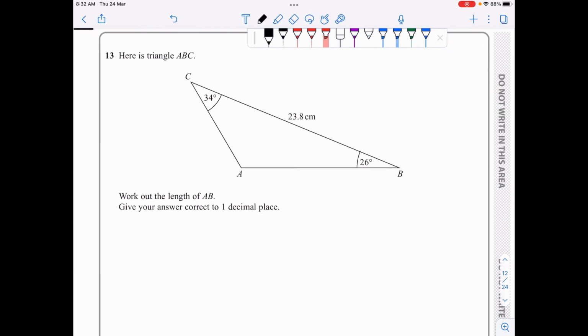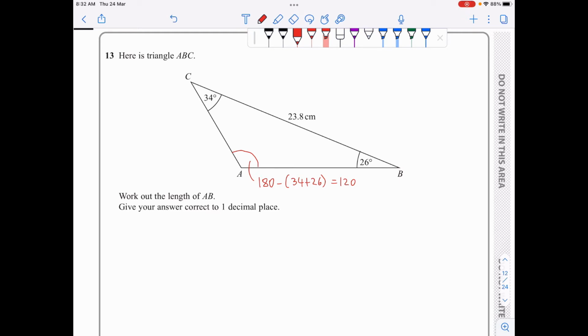13, it's a triangle ABC. We need to work out the length of AB. Obviously, it's not a right angle triangle, but I have the 2 angles here, and I can actually start off by finding angle A, which is 180 minus 34 plus 26, which turns out to be 120. Now I've got the 3 angles. I've got one of the sides, BC. I need to work out AB.